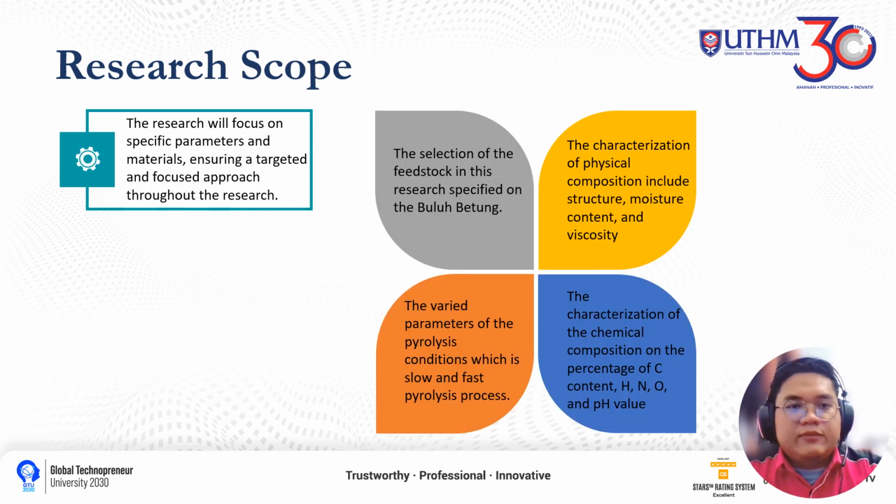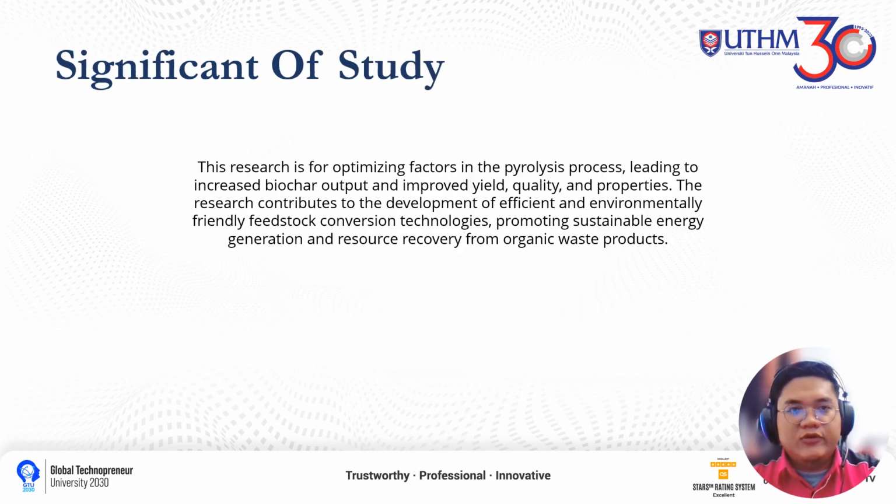The scope of this research mainly focuses on specific parameters and materials, ensuring a targeted and focused approach throughout the research. The first is the selection of the feedstock, which is specified as Buluh Betung itself. Then the varied parameters of the pyrolysis condition are only two types of pyrolysis process, slow and fast pyrolysis. The third is the characterization of physical composition, which includes the structure of the biochar, moisture content, and viscosity of the wood liquor. Finally, the characterization of the chemical composition on the percentage of carbon, hydrogen, nitrogen, oxygen, and the pH value of both biochar and wood liquor.